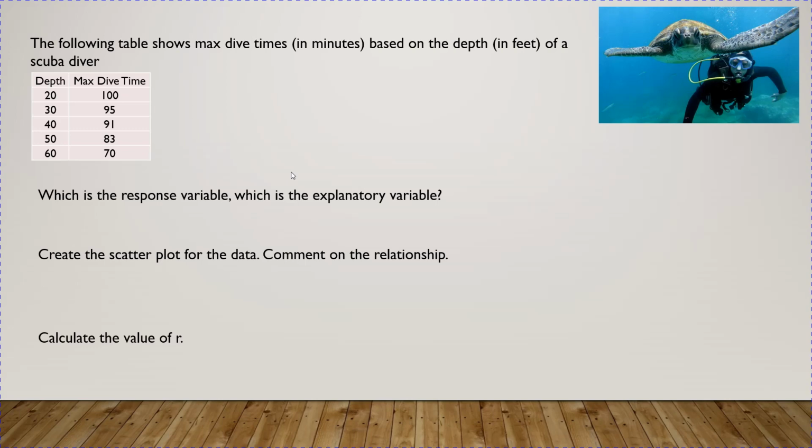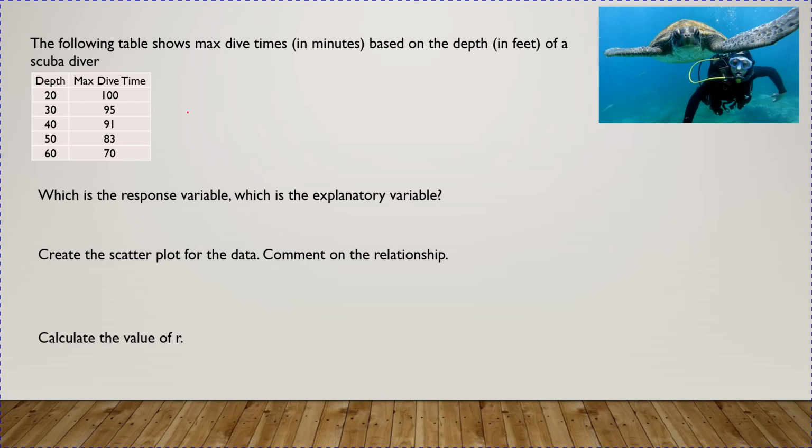At 40 feet underwater, the max dive time falls to 91 minutes. At 50 feet, it falls to 83 minutes. At 60 feet, it falls to 70 minutes. So what you're seeing is that as depth increases, max dive time falls. So you should have a negative relationship, because as one variable is increasing, the other one is decreasing.